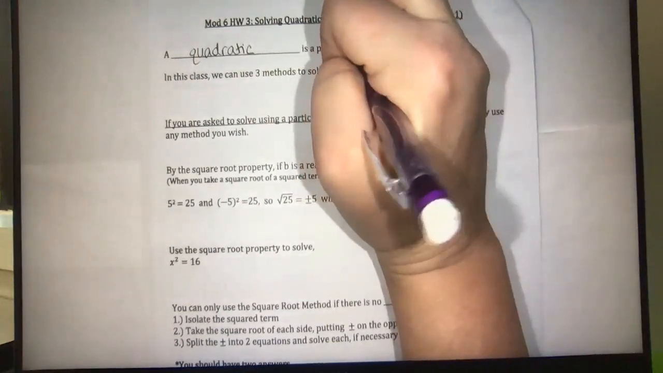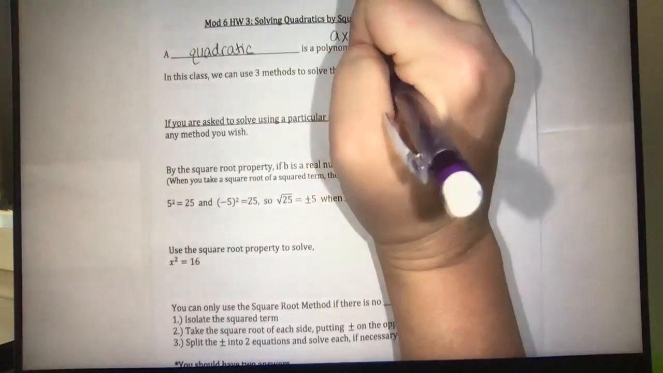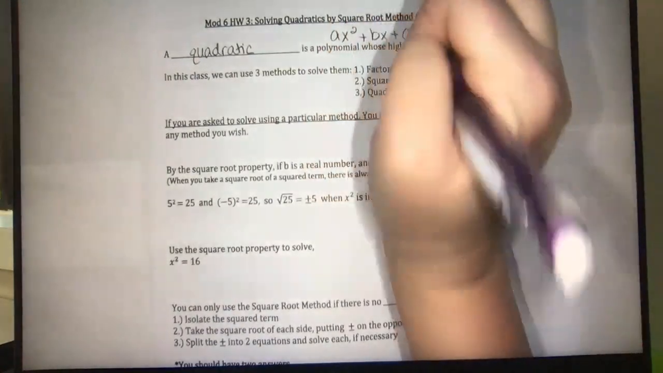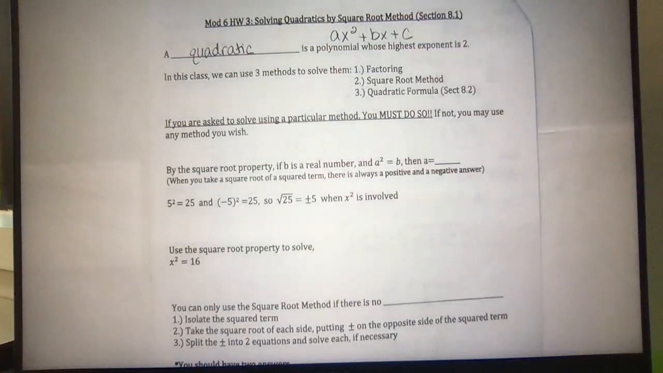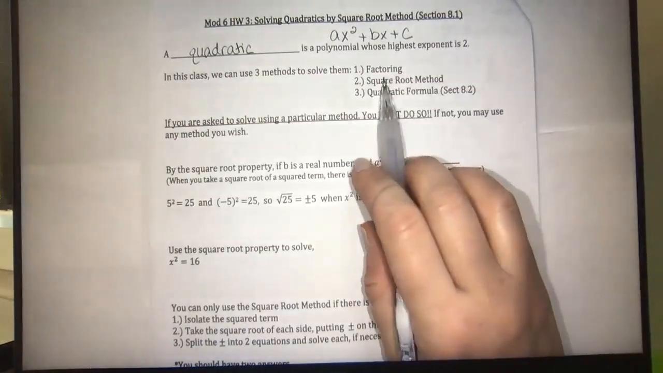It looks like this. This is what the little trinomials that we've been factoring look like, right? You know your A, you know your B, you know your C. And we have 3 methods to solve them in this class. So you can factor them if they're factorable. We know they're not always factorable, right? If they're prime, we can't solve them by factoring. We have to have a different method. But we've done this method.